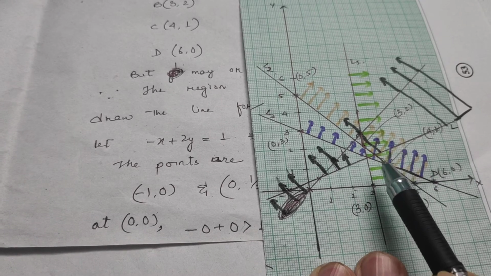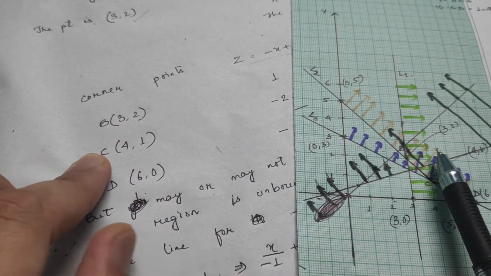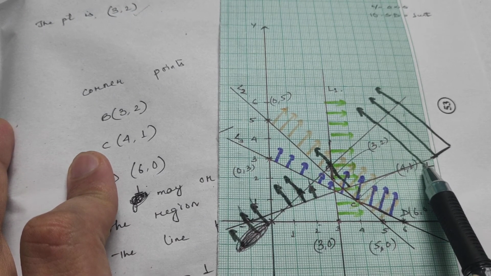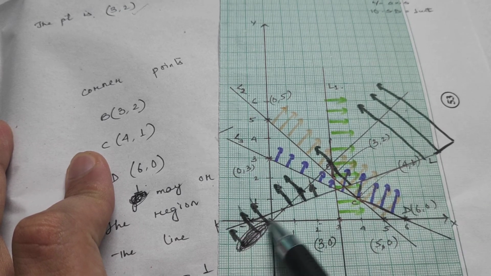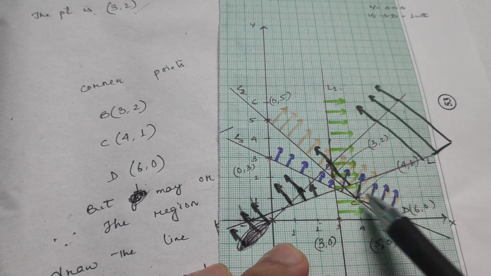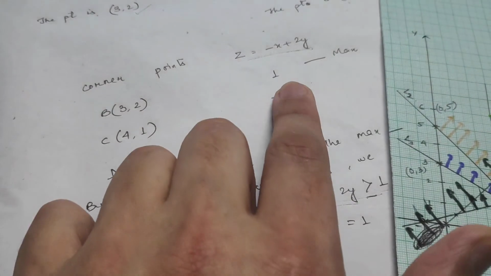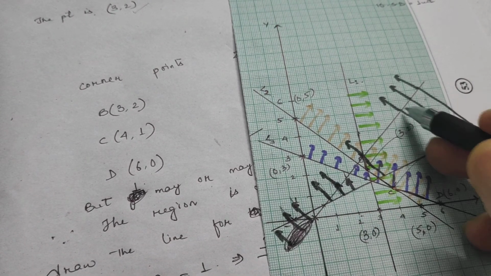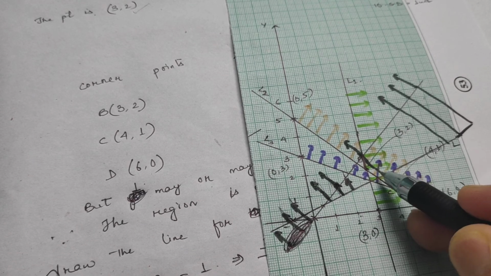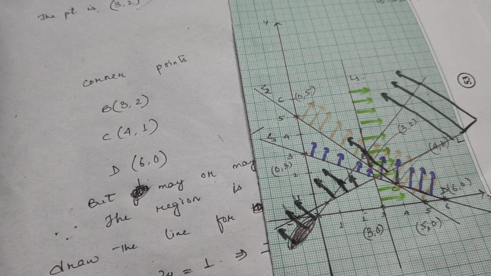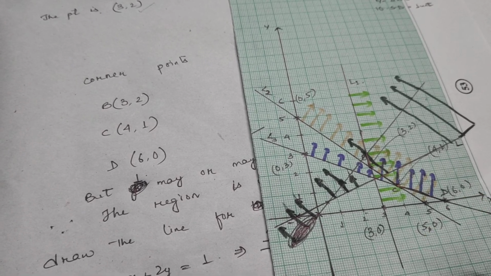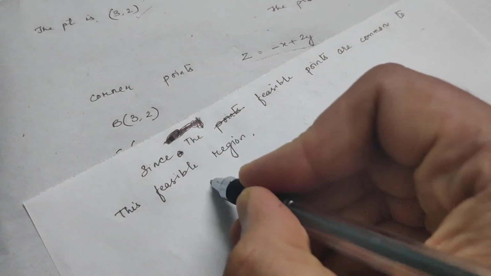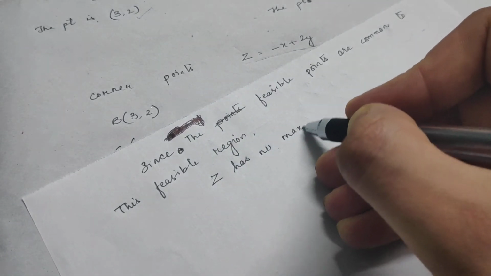So now you can see, if any of these 3 points lie in the solution region of this line, then there will be no solution. If the shaded region of this line is free from all the points, that means these 3 points, then you can use the answer which you have got already. But here you will see that B is inside the shaded region of the line you have drawn just now. B is inside the shaded region of this line, so we will not have any solution. So since the feasible points are common to this feasible region, Z has no maximum value.